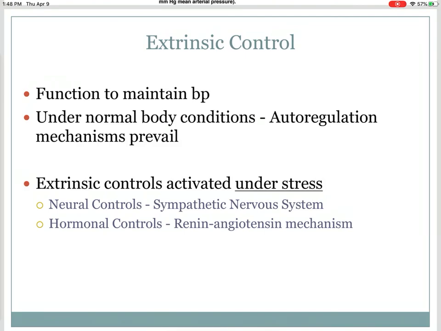All right, so under normal body conditions, in other words, if we have relatively minor changes in blood pressure, the autoregulation mechanisms are good enough. So if we have normal changes in blood pressure, when you sit down for a while, then you go to stand up, your blood pressure drops. That's a normal, small change in blood pressure. So our autoregulatory mechanisms, the myogenic and tubuloglomerular feedback mechanism, they're good enough.